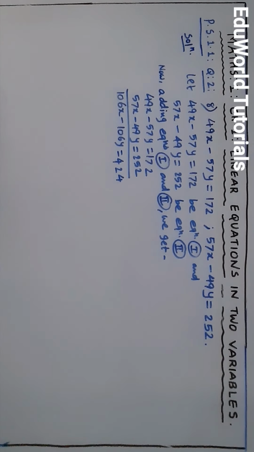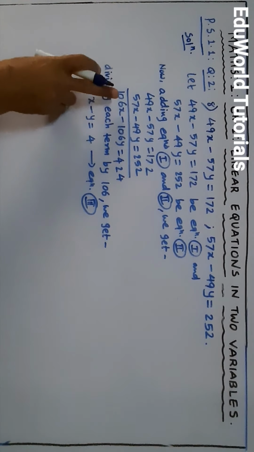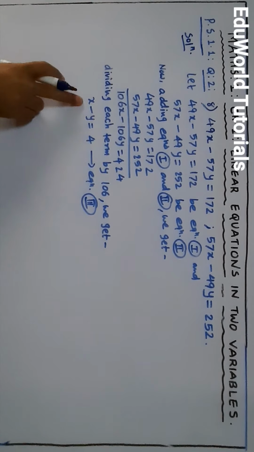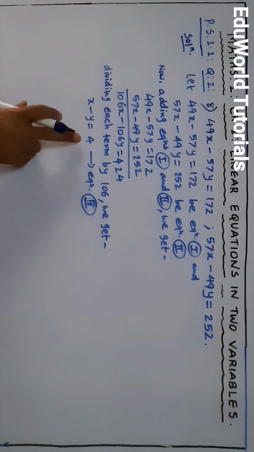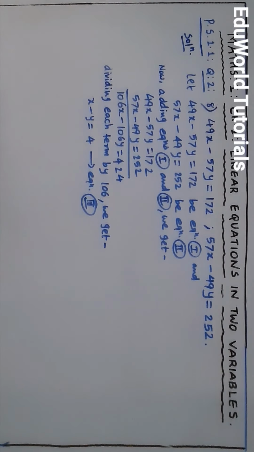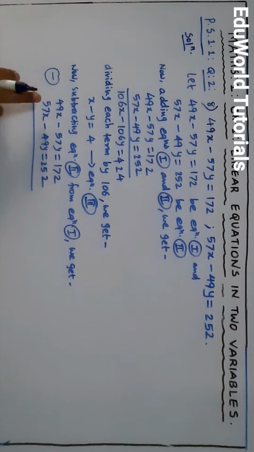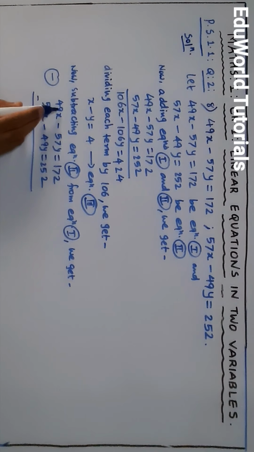So next step, dividing each term by 106, we get 106x upon 106 is x, minus 106y upon 106 is y, and 424 divided by 106 is 4. And next step is, as we added, now we subtract equation second from first. So I have written 49x minus 57x. So as it is minus, we have to change the sign. From a small number, a big number is subtracted.